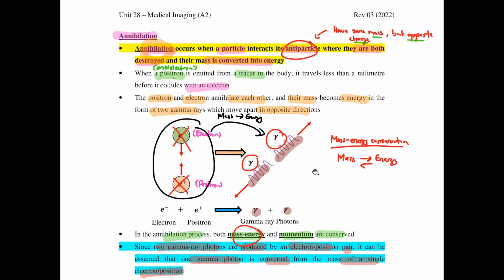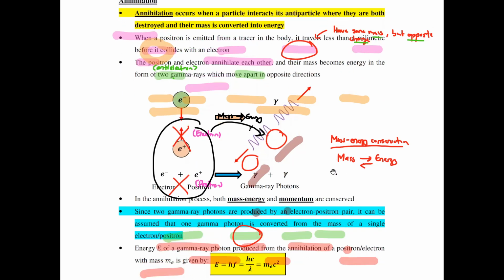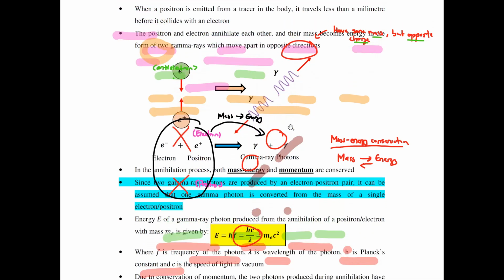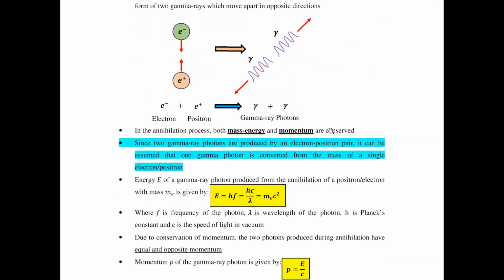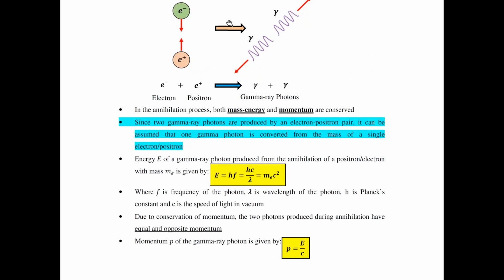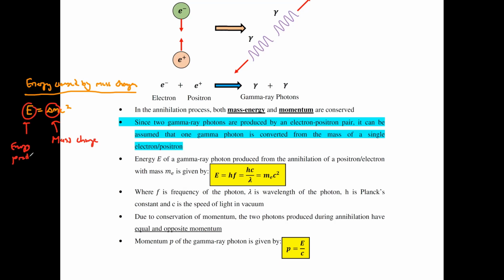Okay, so since you're talking about mass energy conservation here, there will be a particular equation that you've learned from your nuclear physics chapter. If you remember, the energy caused by mass changes can be represented by this equation: E equals delta m c squared, where delta m here is the mass change, E here is the energy produced, and c is the speed of light.